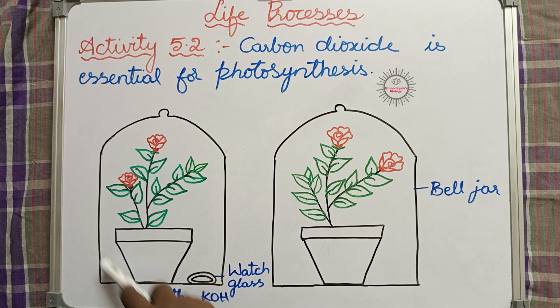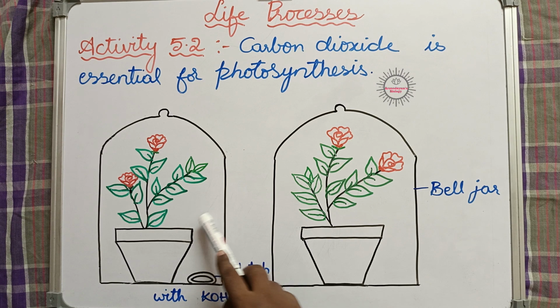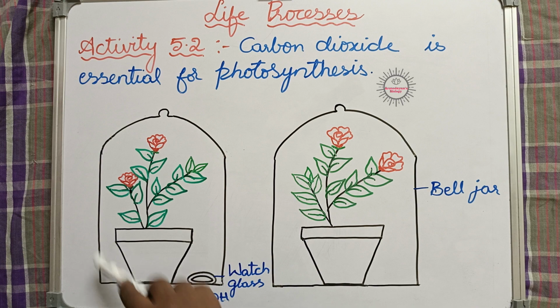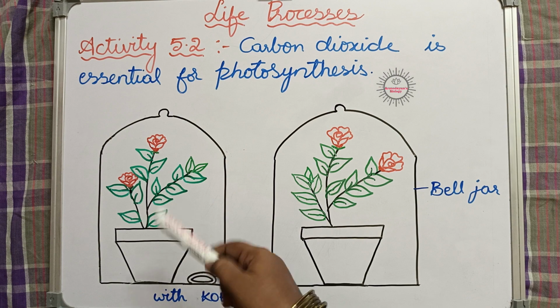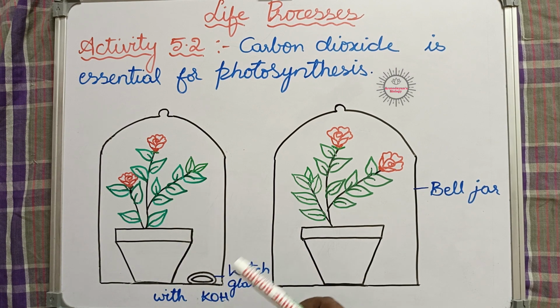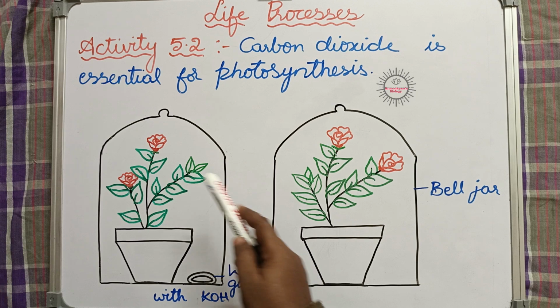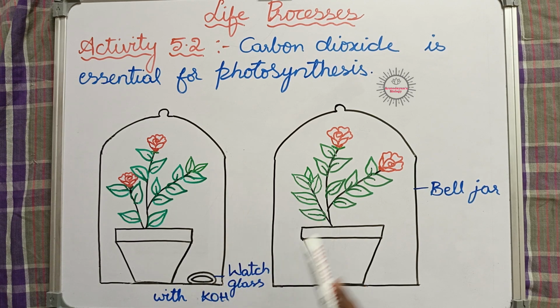Next we have to cover these potted plants with glass bell jars, both of them, and seal the bottom of the bell jars with Vaseline in order to make the setups airtight. We apply Vaseline between the bell jars and glass plates, so that the air present inside the glass jar will not go out, and the air present outside the glass jar will not go inside. So we are making the setup airtight.